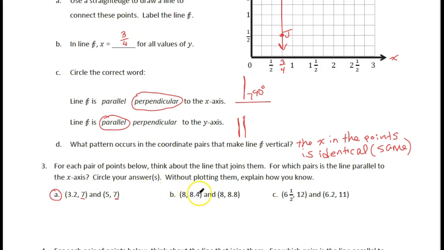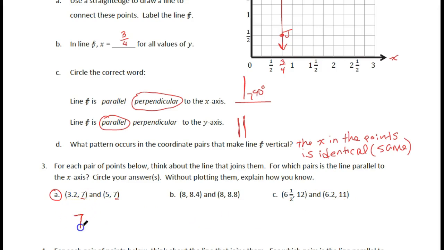So this one, 8 and 8, those are the x's, those are the same, so it's going to be perpendicular to x. This one right here, we have 6.5 and 12, 6 and 2/10. Remember, if we converted that to a fraction, it would be 2/10. So these ones don't match up at all. So without plotting them, explain how you know.